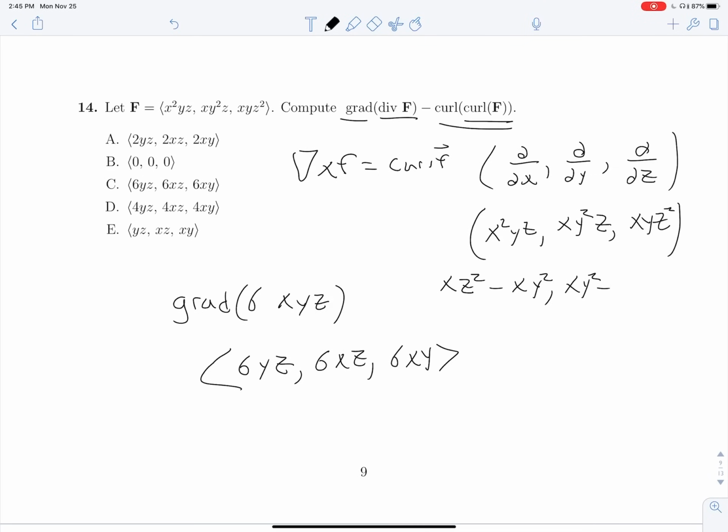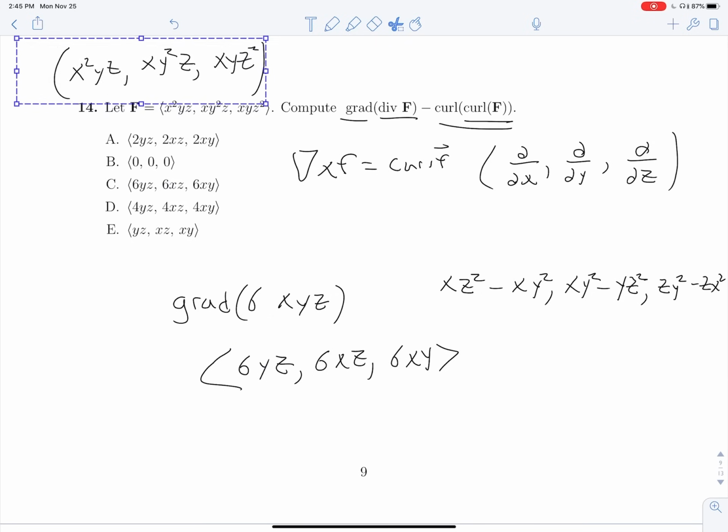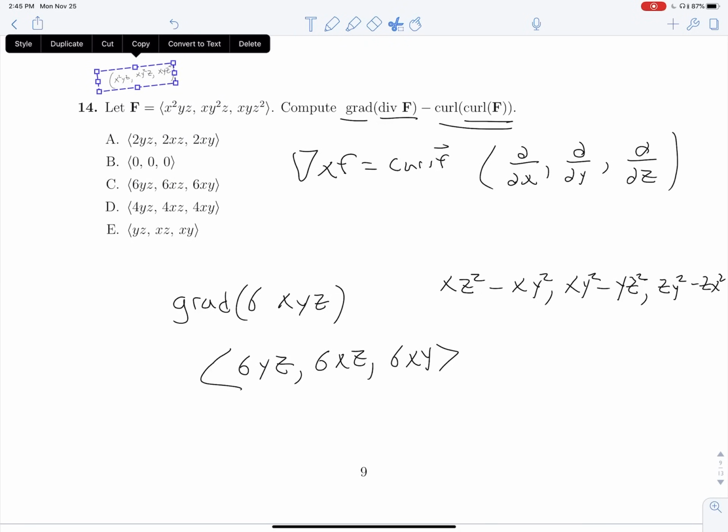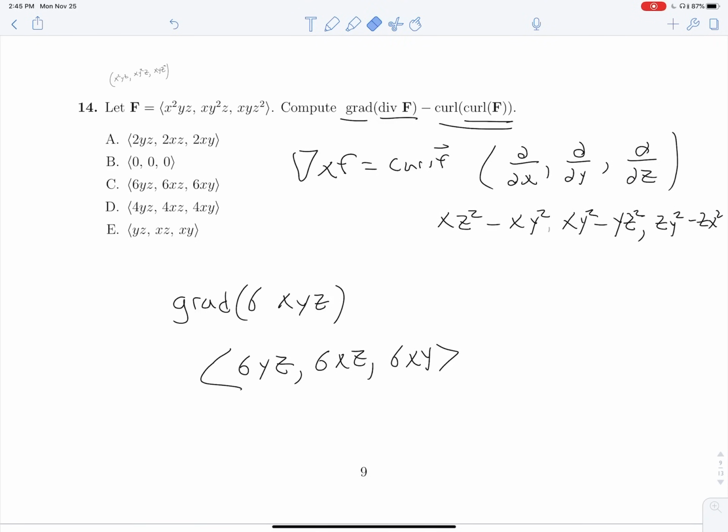xy squared minus yz squared, and finally zy squared minus zx squared. And then we have to take the curl of this again. So we're going to get this guy out of here. We'll just stick him up here and make it really small, because why not? And move this thing up here. And I can't really tell where any of these begin and end, so I'm going to put big lines in between them. Okay, time for some more curl.